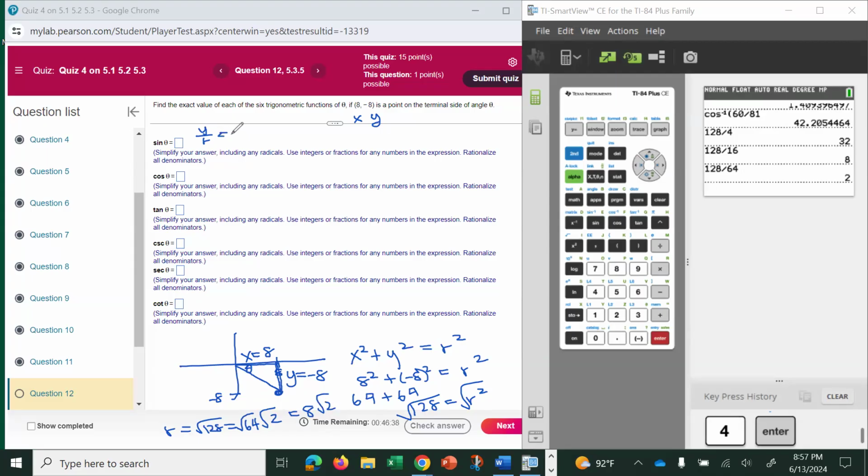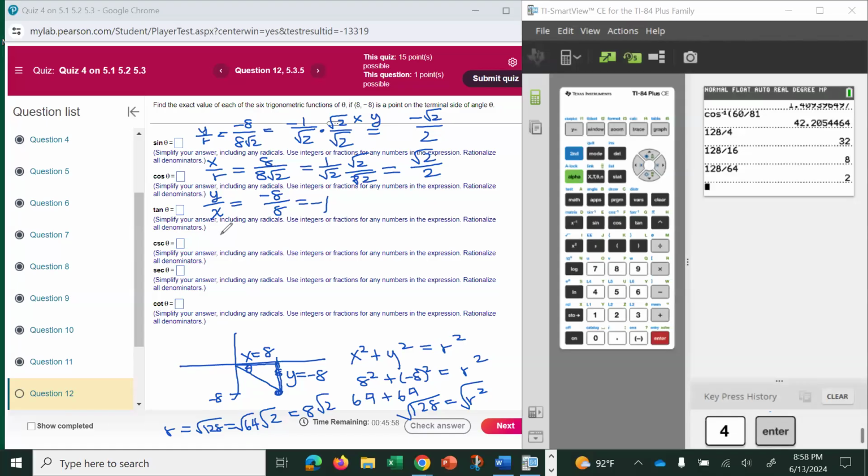So y over r, y is given as -8 over the radius, which is 8 root 2. This would be simplified to -1 over root 2. If we rationalize by multiplying root 2 over root 2, it gives us negative root 2 over 2. Cosine theta is x over r. X is 8 over 8 root 2, so that would be 1 over root 2. Rationalize by multiplying root 2 over root 2, we get root 2 over 2. Tangent is y over x, so that's negative 8 over 8, which is -1.